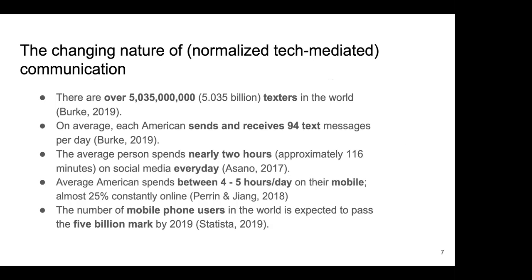And there is the profound communication shift that I was talking about earlier, and these are stats that probably won't surprise you, but yet they're surprising when we see them quantitatively. Of the 5 billion texters in the world, on average each American, and I expect this probably transfers to us here in Canada, sends and receives on average 94 text messages per day.